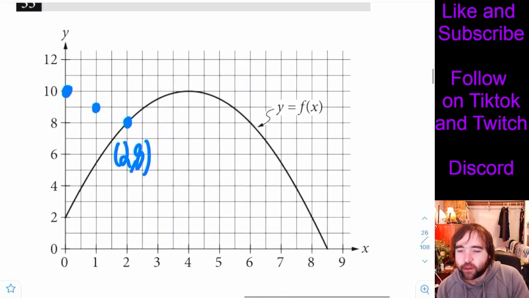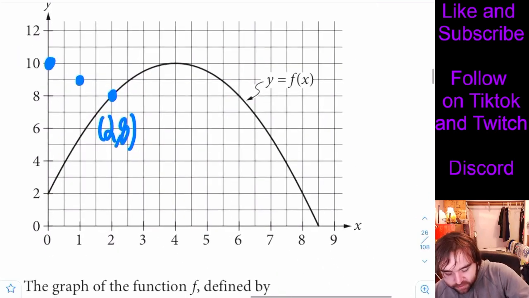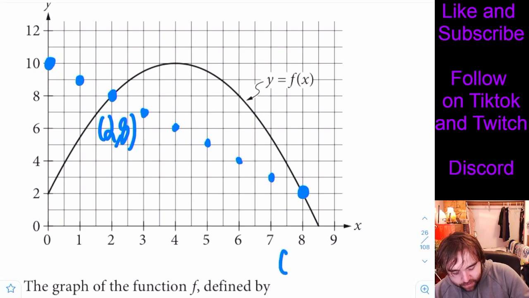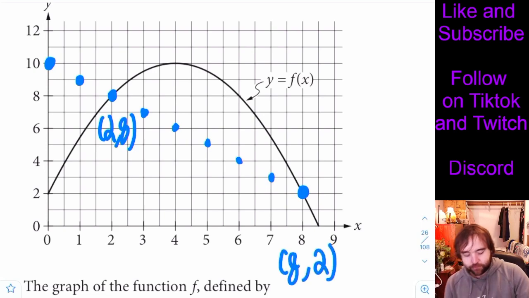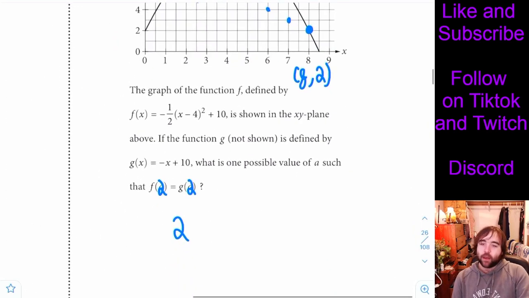And just for fun, look how there's definitely going to be another answer. You've just got to keep going until you get there. So you draw more points on the same pattern, and there's the other answer. And wouldn't you know it, it's 8, 2. So 2 or 8 both get you the right answer.